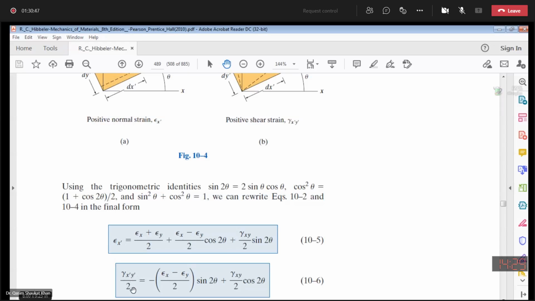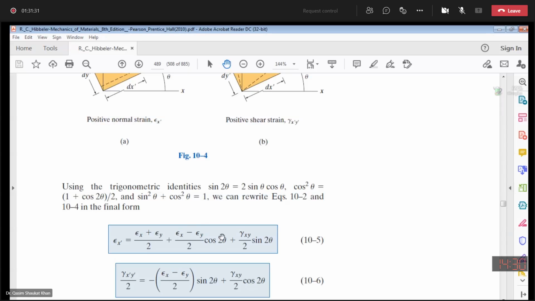And gamma x' y' over 2 is equal to minus (epsilon x minus epsilon y) over 2 sin 2 theta plus gamma xy over 2 cos 2 theta. So you have to rewrite the equation in such a way that the terms without theta are on the left-hand side, and the coefficients with theta are on the right-hand side. Then you can eliminate the parameter theta by taking the square of each equation, and then you add the two equations together.